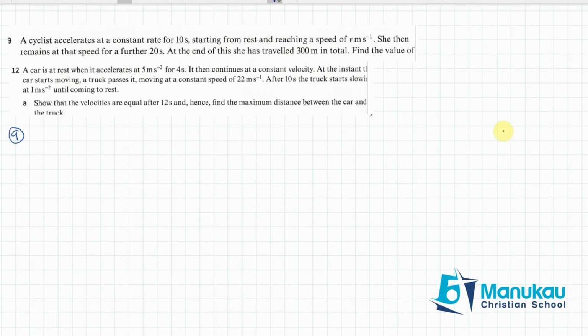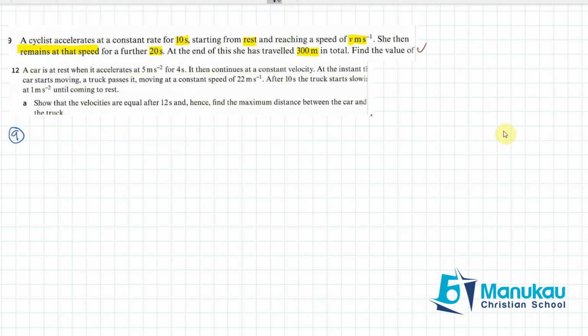A car accelerates at a constant rate, so constant acceleration, for 10 seconds, starting from rest, which means 0 meters per second, and it reaches v meters per second. So rest is u, v is v, obviously, and then it remains at that speed for a further 20 seconds. At the end, 300 meters has been traveled in total. Find the value of v.